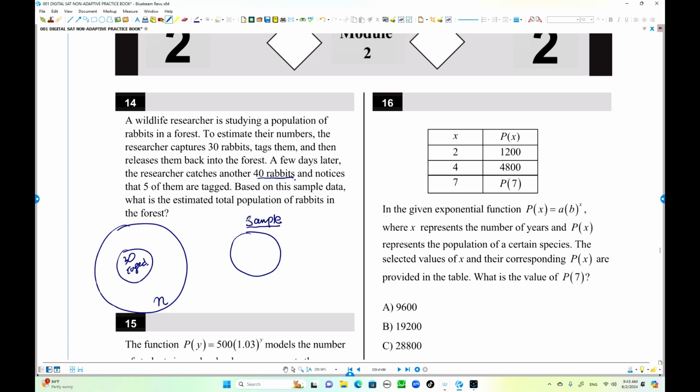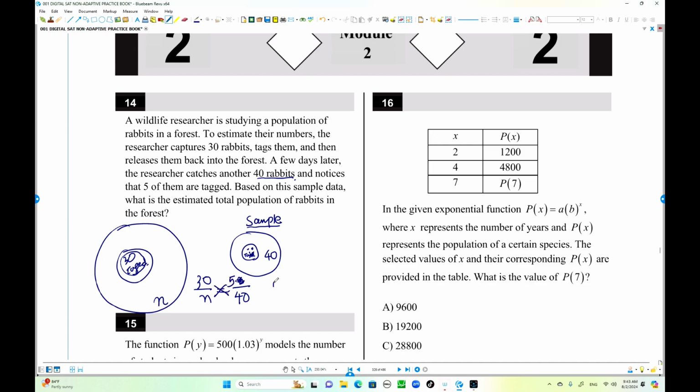So when you check the sample, only 5 of them are tagged. This is tagged. This is a sample, this is a population, right? The result will be very close, right? Not exactly equal, but we can say they are around equal, okay? So what is the probability? 30 out of n, right? That must equal 5 out of 40, right? The probability may be very close. So this is 5.